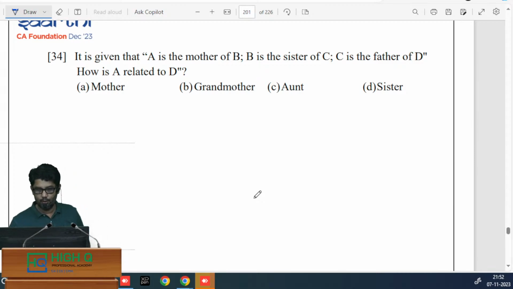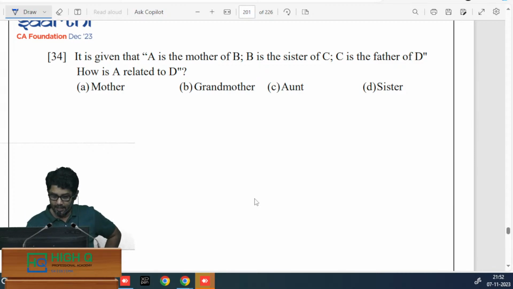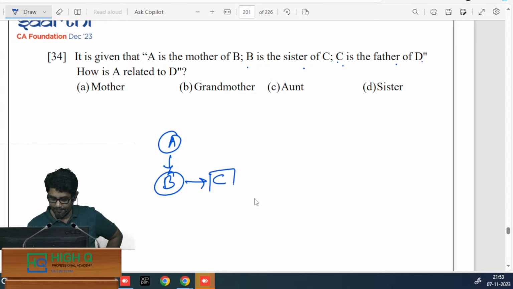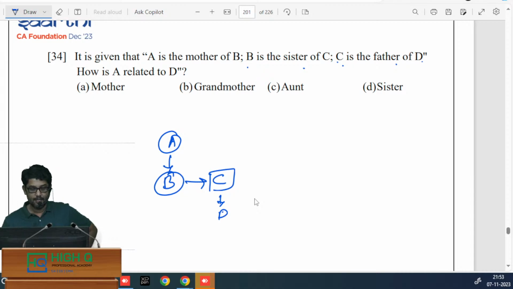Now, can you do this? A is the mother of B. B is the sister of C. C is the father of D. How is A related to D? Grandmother.